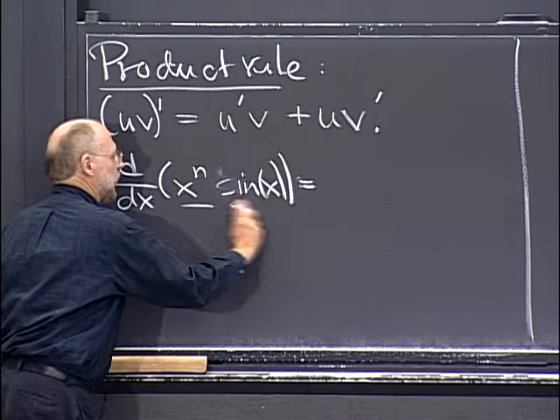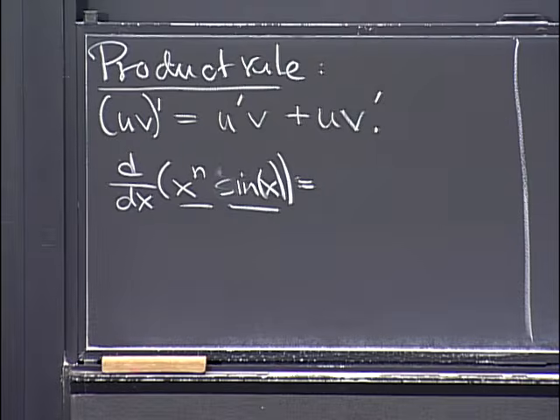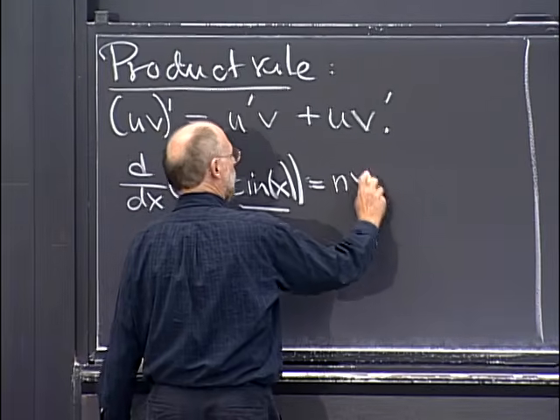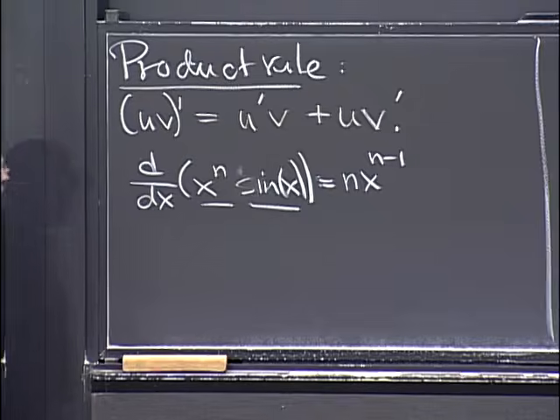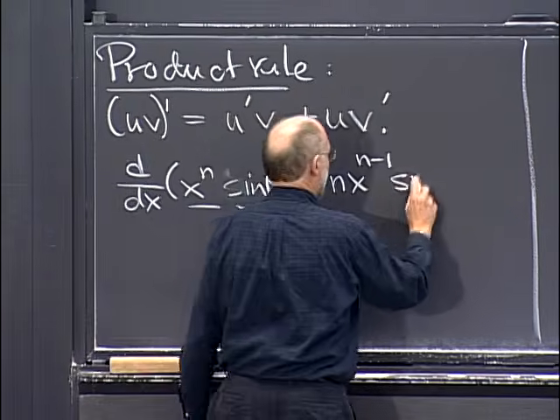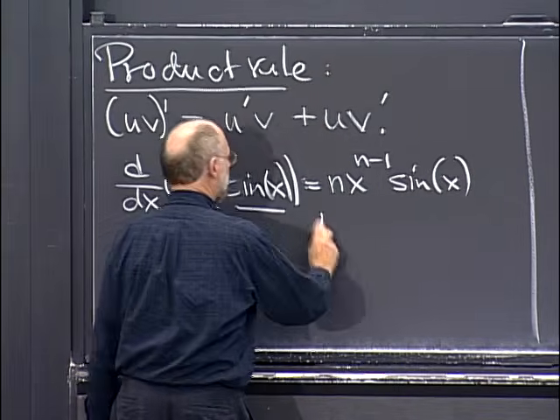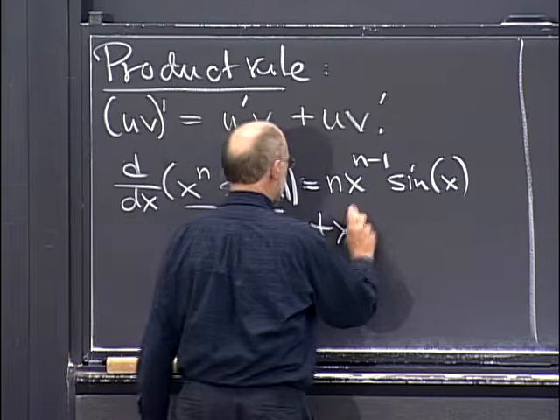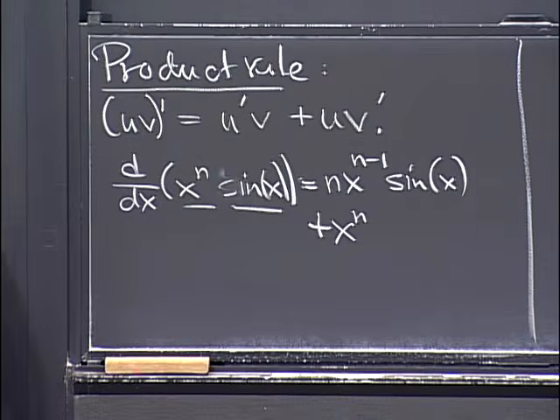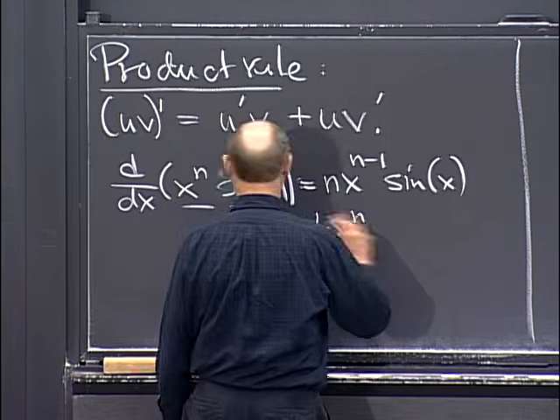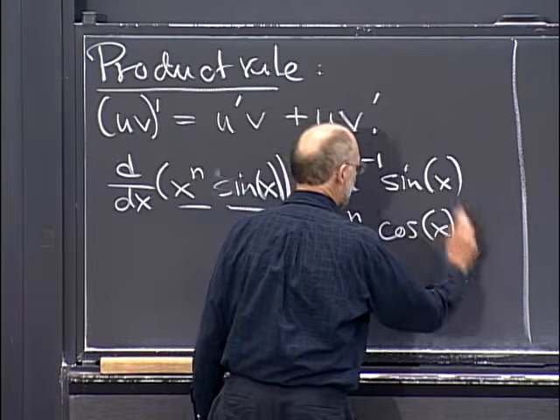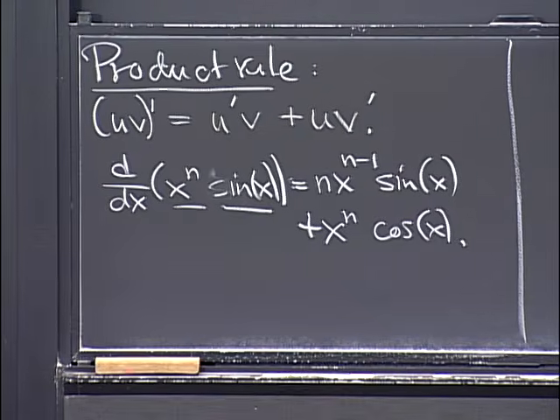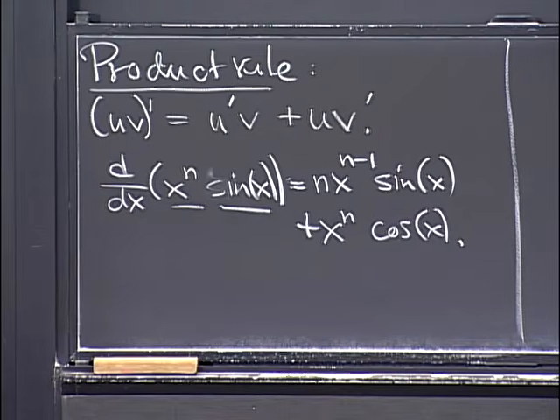So the first function is x to the n, and the second one is sine of x, and we're going to apply this rule. So u is x to the n, u prime is, according to the rule, n x to the n minus 1. And then I take v and write it down the way it is, sine of x. And then I do it the other way. I take u the way it is, that's x to the n, and multiply it by the derivative of v, v prime. We just saw v prime is cosine of x. So that's it. Obviously, you can differentiate longer products of more things, by doing it one at a time.